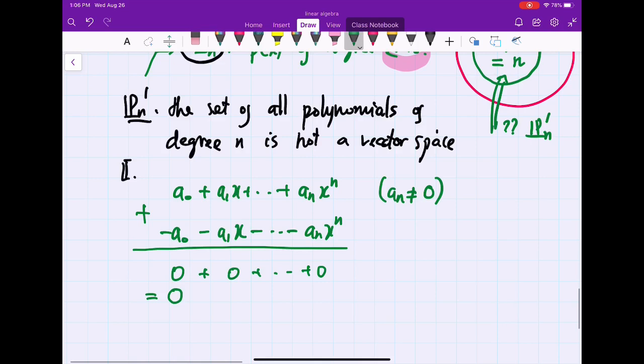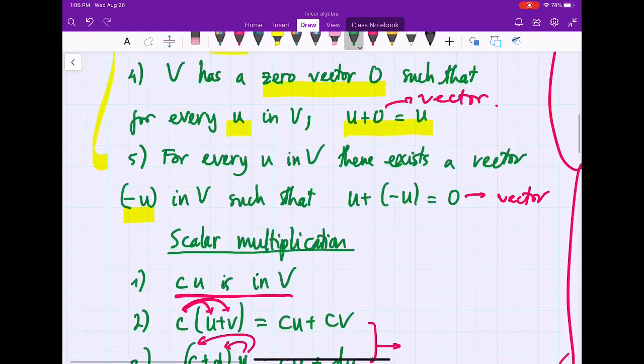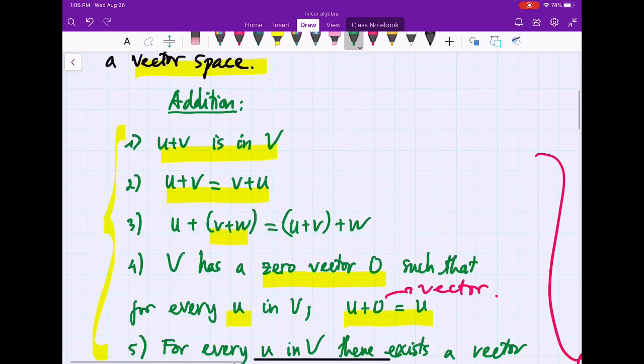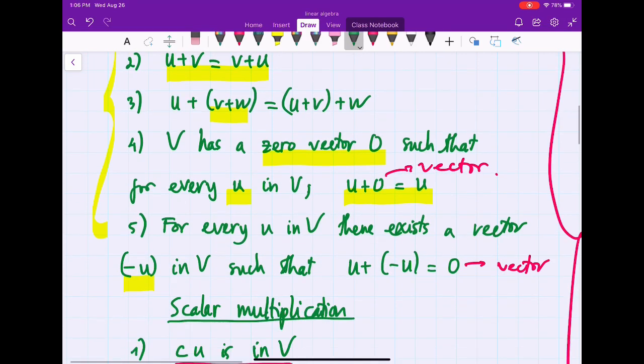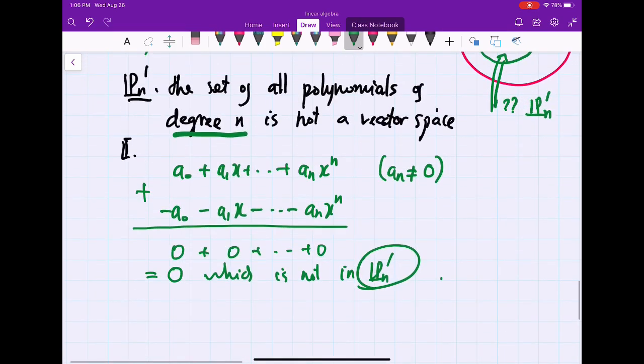But the set of all polynomials of degree n does not contain 0, right? Which is not in Pn prime. So that means the first property of addition fails. You see this? So that's why this set is not a vector space. Does that make sense? So from here I get Pn prime is not a vector space.